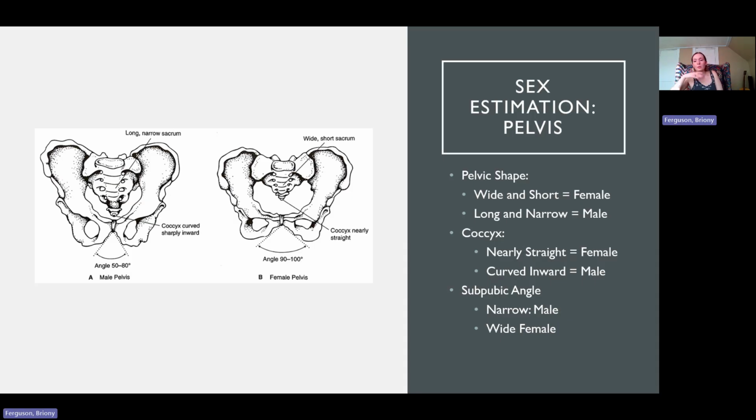In females, these are going to be nearly straight. Unless it is an older female, sometimes then you might have enough arthritis and other things that it affects that, or if you have some kind of posture issues or scoliosis, it can affect it. But typically speaking, females are going to have an almost fully straight coccyx. Males tend to have a coccyx that curves inward. They are allowed to have this because they don't have to push anything through it. If women had that, though, especially in our childbearing years, the baby would get stuck.